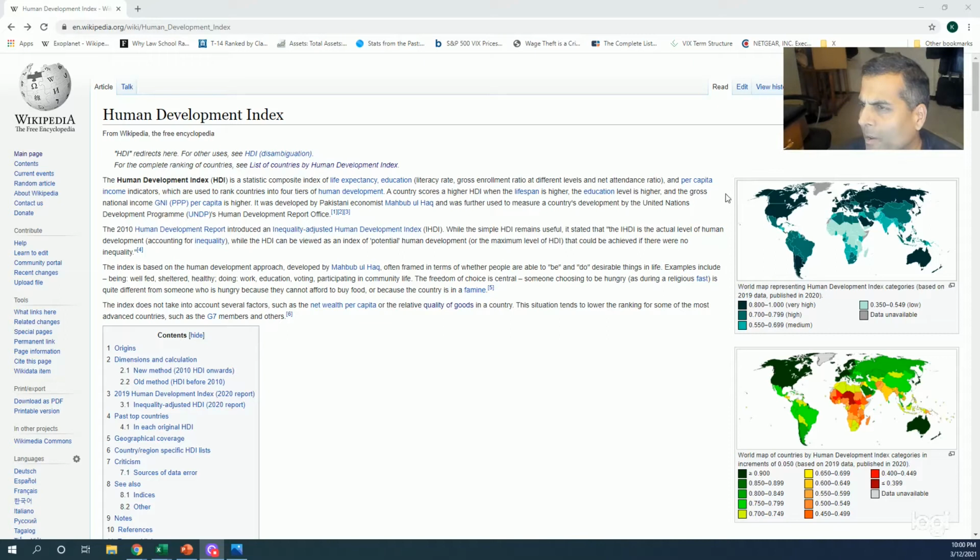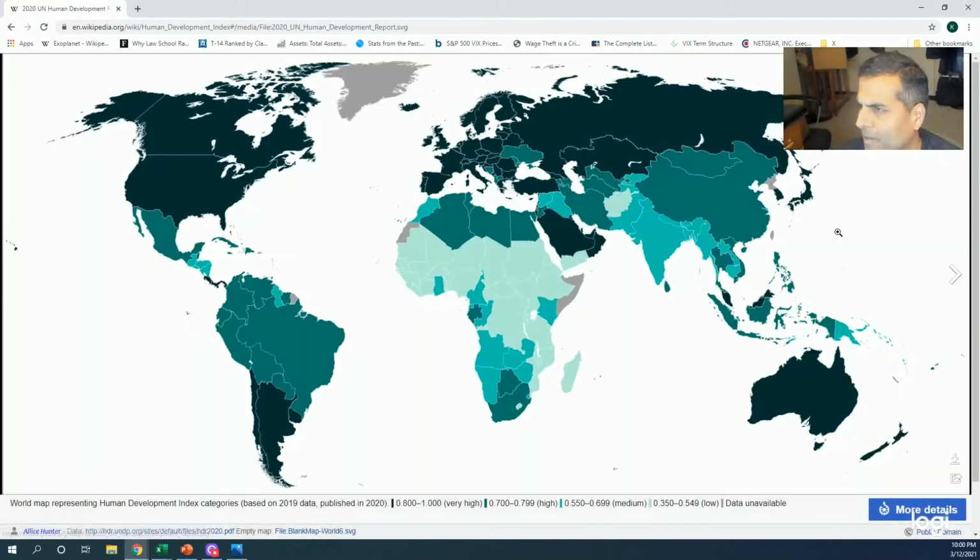Now, to begin, we go to the Wikipedia page for the UN Human Development Index, click on the first image. This is how they divide the world into their four categories of very high, high, medium, and low human development. Now, why are the first two categories very high and high? It relates to what I mentioned before.